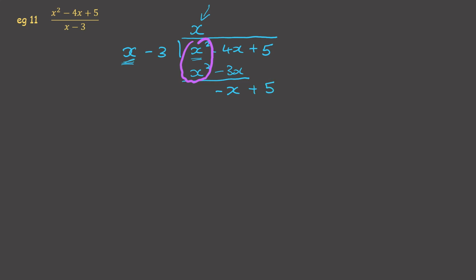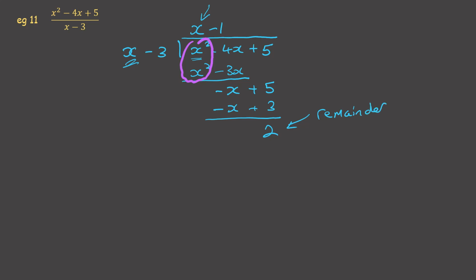I then say, well, what do I multiply that by to get this? Well, I multiply it by negative 1. So I put the negative 1 up there. Multiply the negative 1 by x, and that's negative x. Negative 1 times negative 3 is plus 3. And we subtract again, and we get 2. And that there is the remainder.